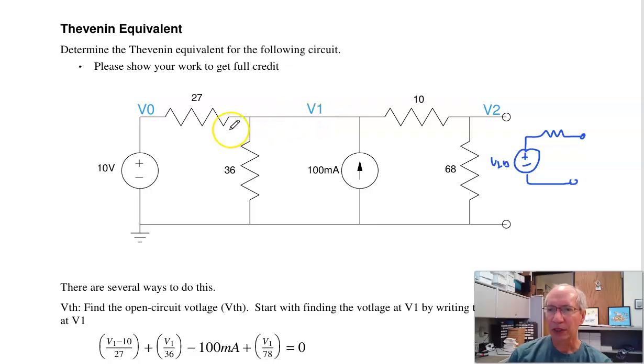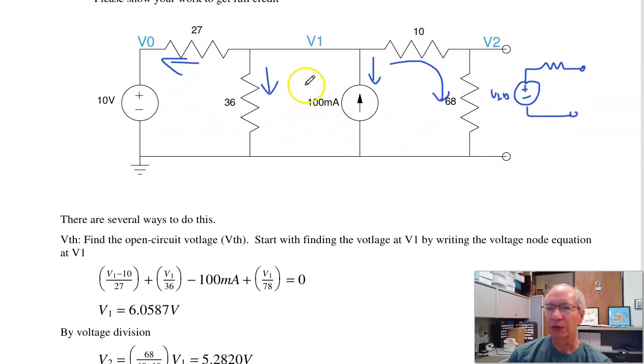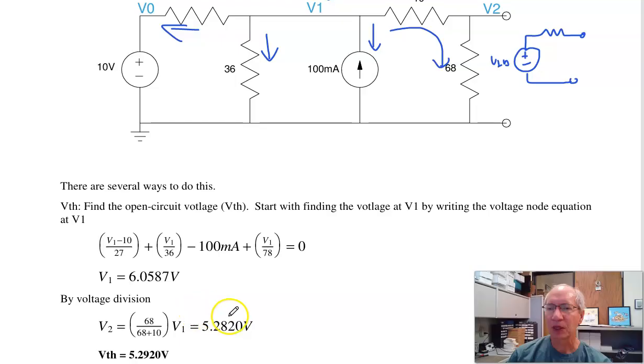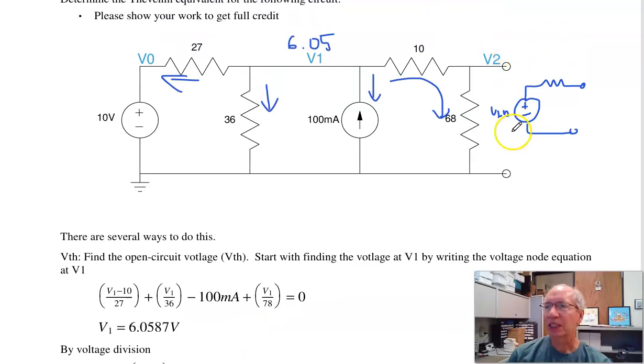At node V1, V1 minus 10 over 27 plus V1 over 36 minus 100 milliamps plus V1 over 78 ohms equals 0. Solve for V1. V1 is 6.05 volts. By voltage division, V2 is then 68 over 78, that percentage of V1, 5.28 volts. That's the open circuit voltage, so that's V Thevenin.